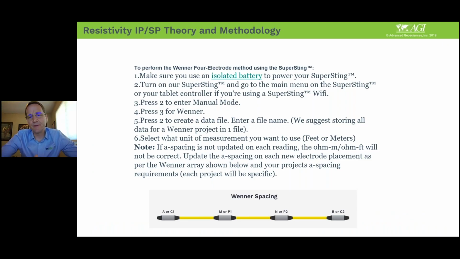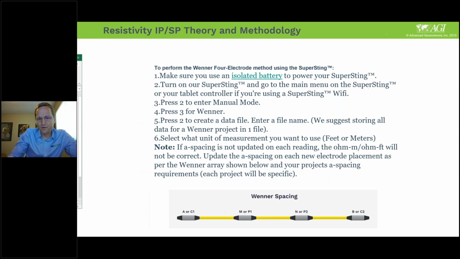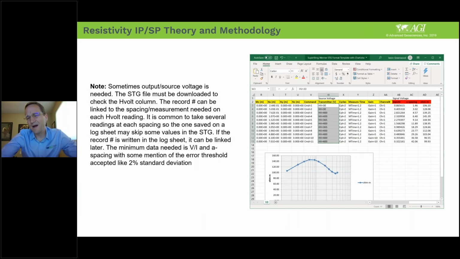This is a basic walkthrough of how to run the menu settings and all of that. This is also on our website, so I won't focus too much on the nuts and bolts. It's pretty straightforward. It's showing you your Wenner spacing, mentioning the isolated battery. You simply go to manual mode. If you want some higher level, there's a couple things you can't get directly off the screen. In some cases, the source voltage is required, and that's the voltage at the transmitter, and that's easily available from the data file. And you can just drop that into Excel or Google Sheets.